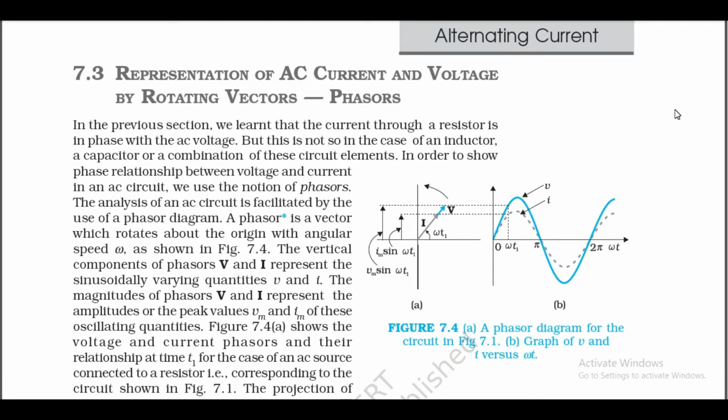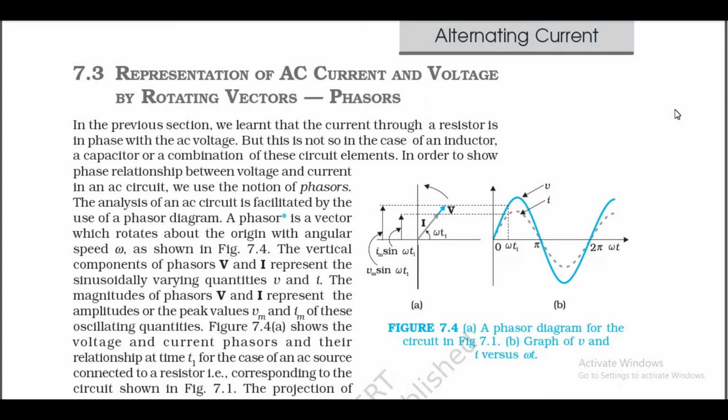7.3 Representation of AC current and voltage by rotating vectors, phasors. In the previous session, we learned that the current through a resistor is in phase with the AC voltage, but this is not so in the case of an inductor, a capacitor, or a combination of these circuit elements. In order to show the phase relationship between voltage and current in an AC circuit, we use the notion of phasors. The analysis of an AC circuit is facilitated by the use of a phasor diagram.